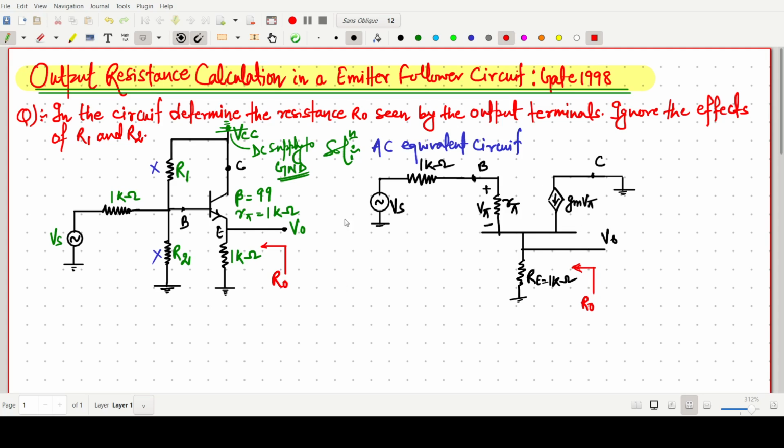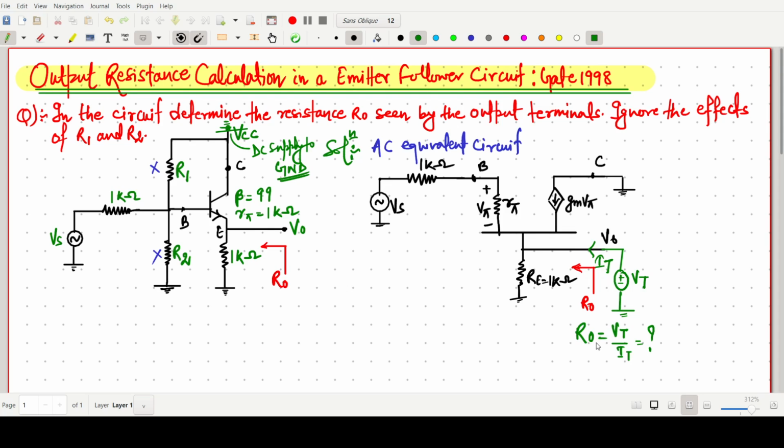The easiest calculation for the output resistance is to use some test voltage, say Vt, added at the output side, and some corresponding current, say It. So the R naught value will be simply Vt by It. This one we have to find.